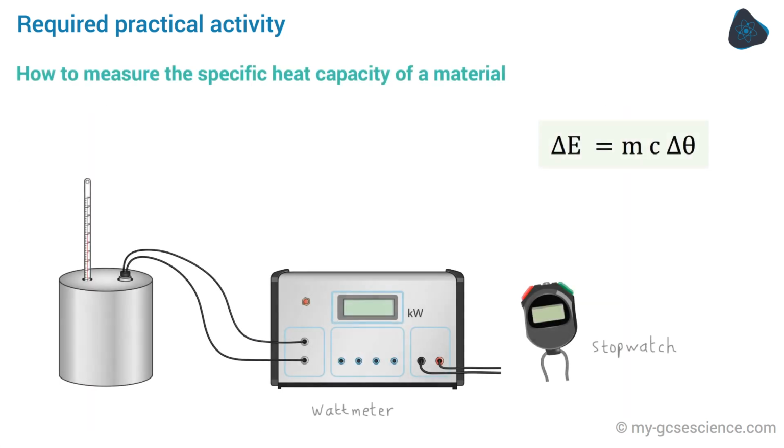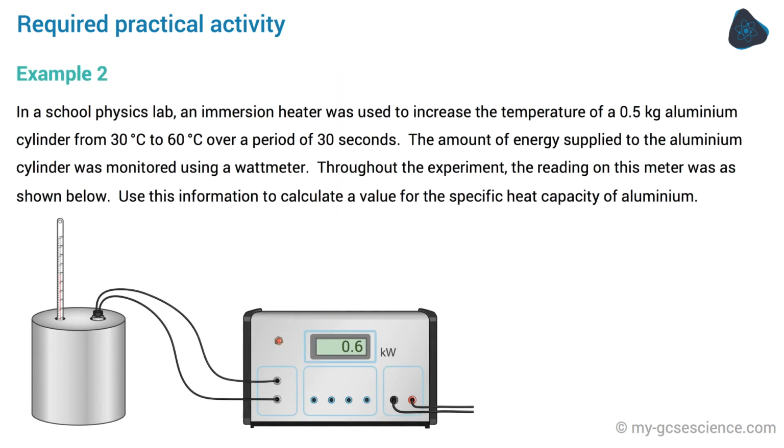We can also carry out this experiment by using a wattmeter and stopwatch in place of a joule meter, because power equals energy over time, so energy equals power times time. That means that our specific heat capacity equation can be rewritten like this. Have a look through this second example.